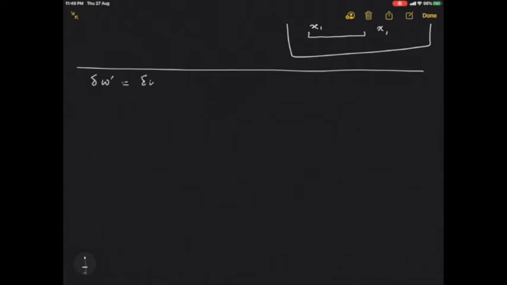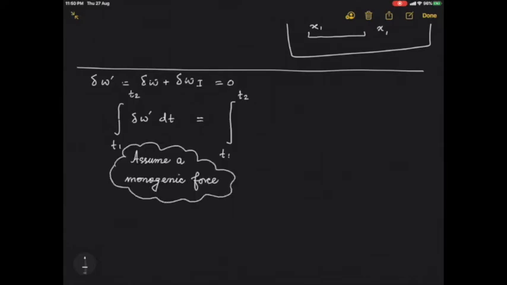So remember that we had delta of w prime. Now I have written the right delta equals delta of w minus delta of w inertial, and this is supposed to be 0. So this is D'Alembert's, and then in the Hamilton's form this becomes the integral between t1 and t2 of delta of w prime, and let us for the time being assume that we have a monogenic force. Always you start with the cases where you know it works. So D'Alembert's principle works for a monogenic force, so we assume a monogenic force to start with.